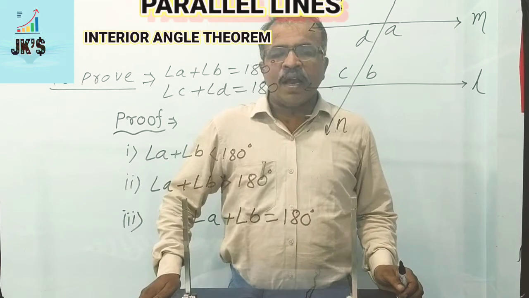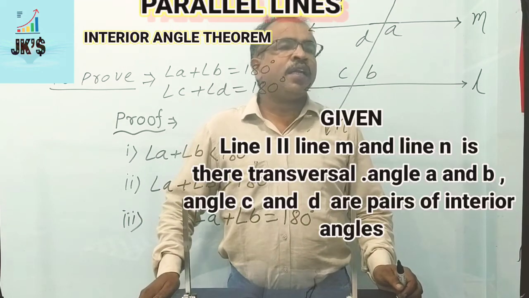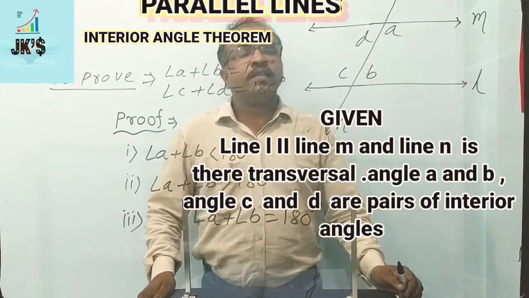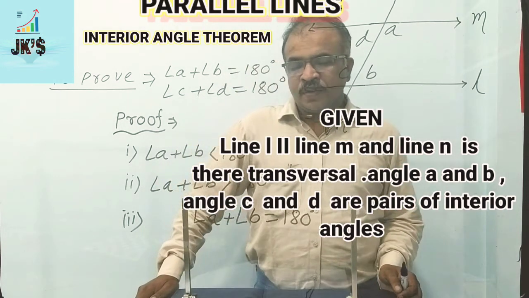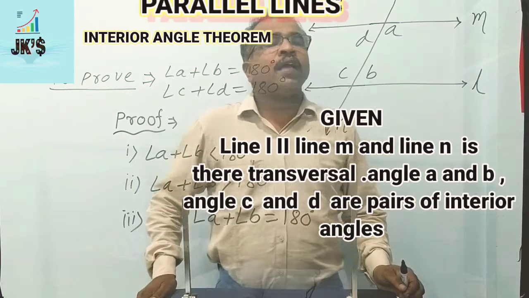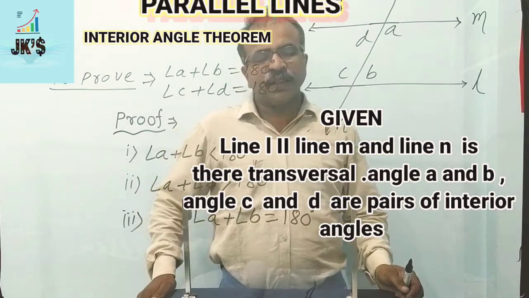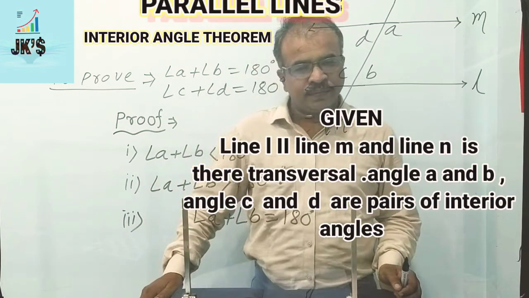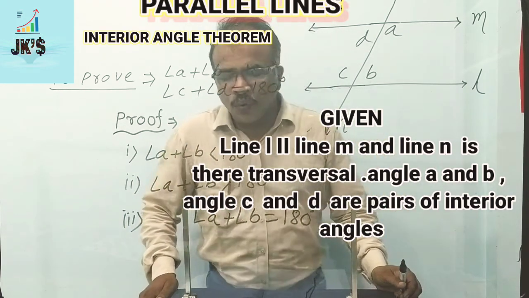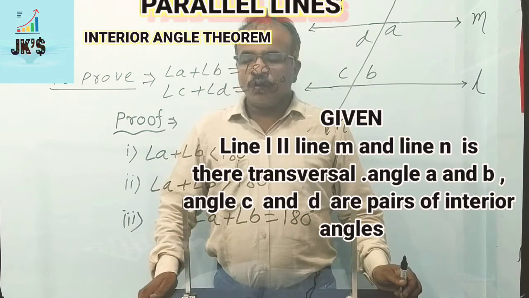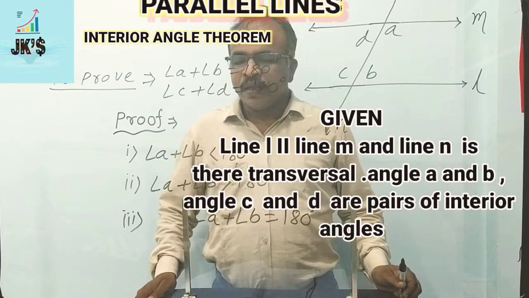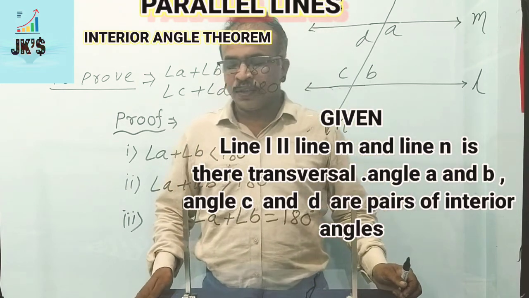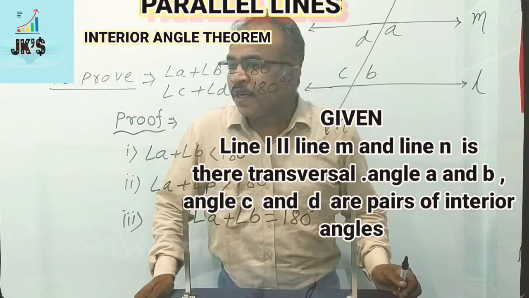Angle A and angle B are interior angles on one side, and angle C and angle D are the pair of interior angles on the other side of the transversal. This is our given. And what is our to prove? To prove, that is, the interior angles formed on either side of the transversal are supplementary.